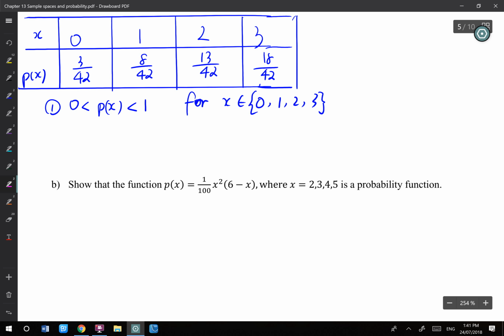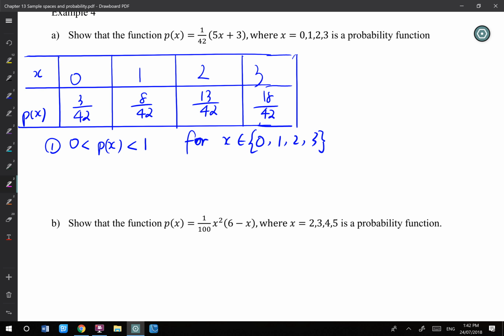Ask a question. What's the probability when x equals to 4? When x equals to 4, what's the probability? It's not in the domain. What should P(4) be? Is it possible to have 4? According to your question, x belongs to 0, 1, 2, 3. It's not possible to be 4, which means the probability of getting 4 is 0.